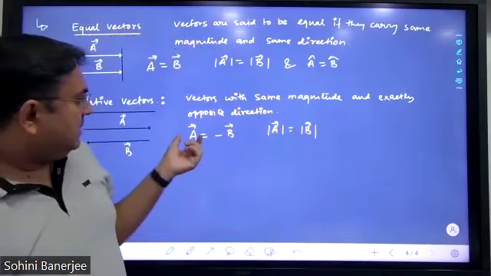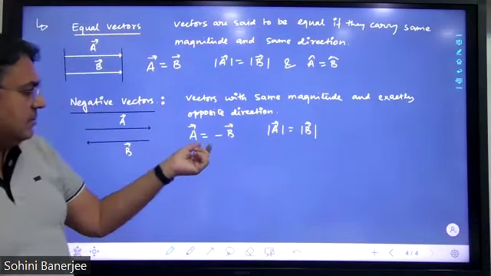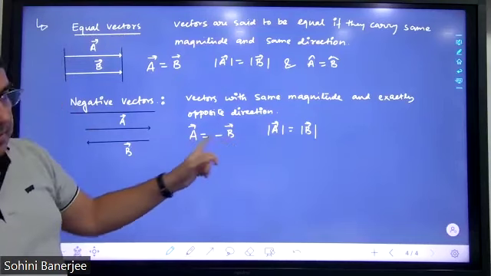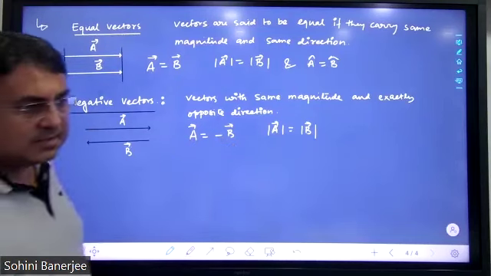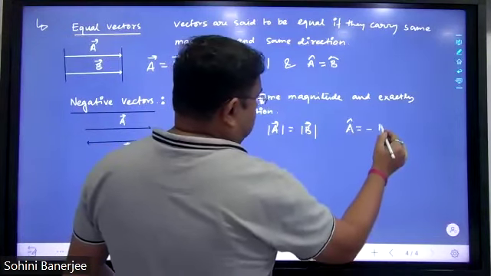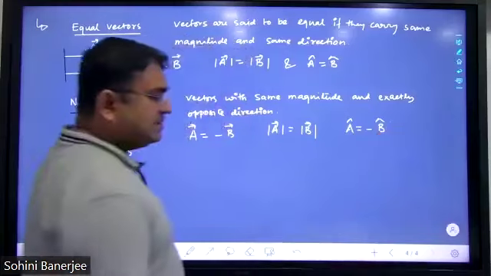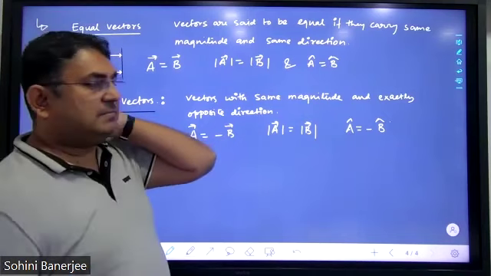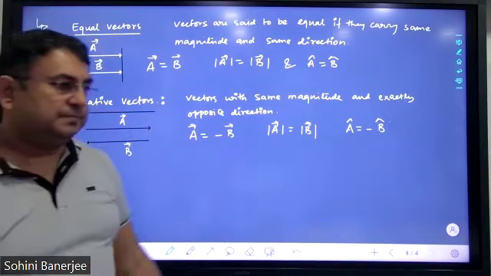So A and B are set like this. A vector equals minus B vector. It means A and B carry the same magnitude but exactly opposite direction. That means A cap is minus B cap. Direction is exactly reverse. In geometry it looks like this. Clear? So negative vectors are vectors with opposite direction and same magnitude.